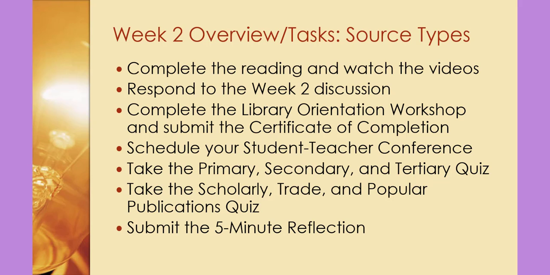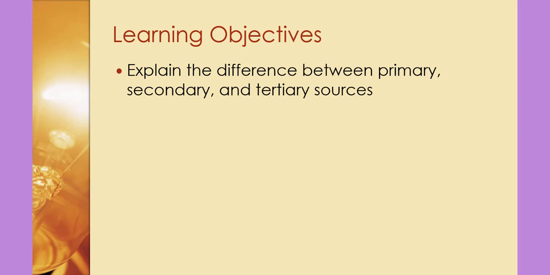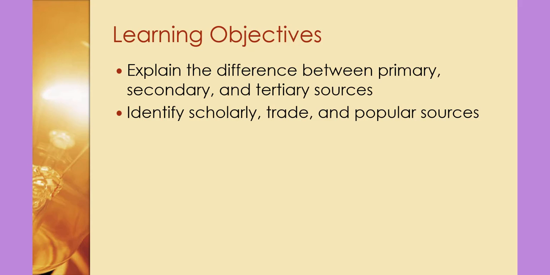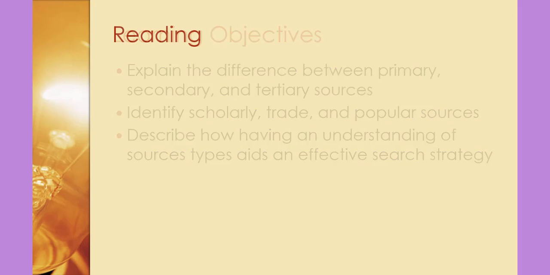Let's take a look at our learning objectives. You're going to be able to explain the difference between primary, secondary, and tertiary sources. You're going to be able to identify scholarly, trade, and popular sources. You're going to be able to describe how having an understanding of source types aids an effective search strategy. Now, in order to meet those learning objectives, we have some reading to do.